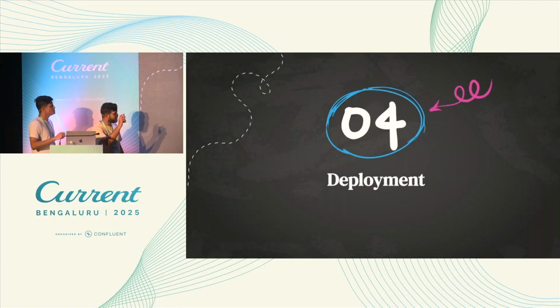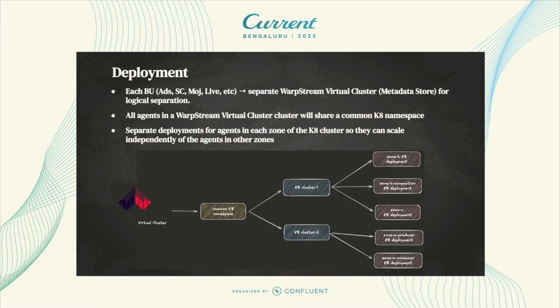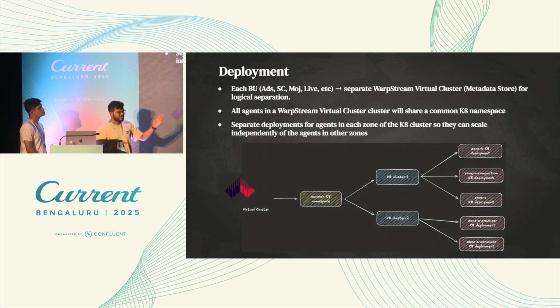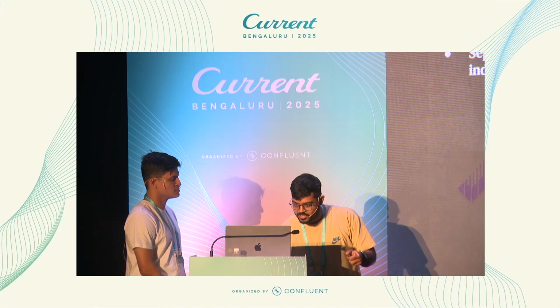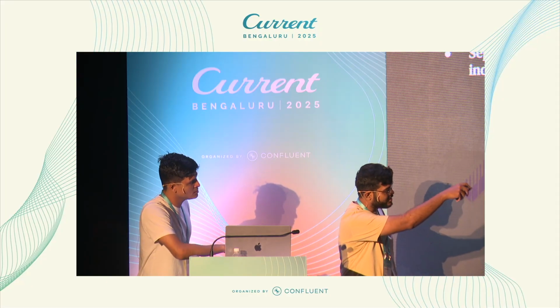So then we go to the deployment model that we have for WarpStream. The interesting thing about stateless agents is that you can deploy them anywhere you want, and it's a very simple deployment. Our deployment is split across two Kubernetes clusters, because the producers and the consumers were on different clusters. We had a producer that produced in two zones, zone B and zone C, and a consumer that was consuming from one zone, zone A.